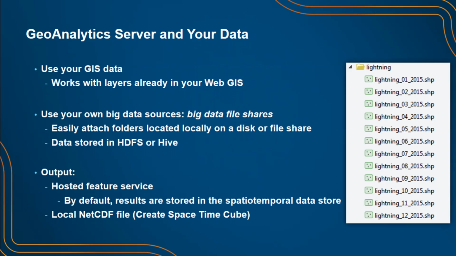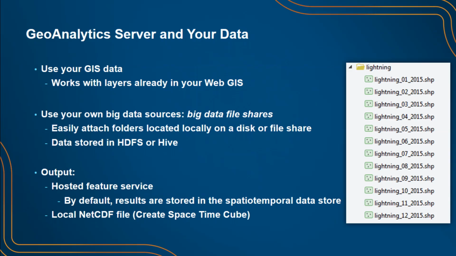So I mentioned earlier that the power outage data I had was composed of 276 CSVs. That's because we have something called a big data file share. A big data file share is a way we can easily attach folders on a local disk or a network share. You can also connect data stored in HDFS or Hive. So we're able to use those other big data solutions as input.